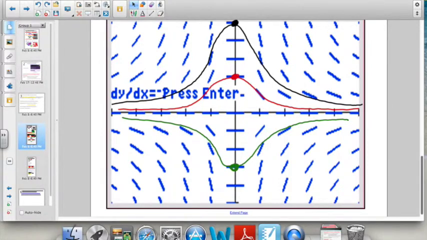Does that make sense? Just curious, what kind of application is that? Good question. Has anyone seen something that looks kind of like slope fields on TV?